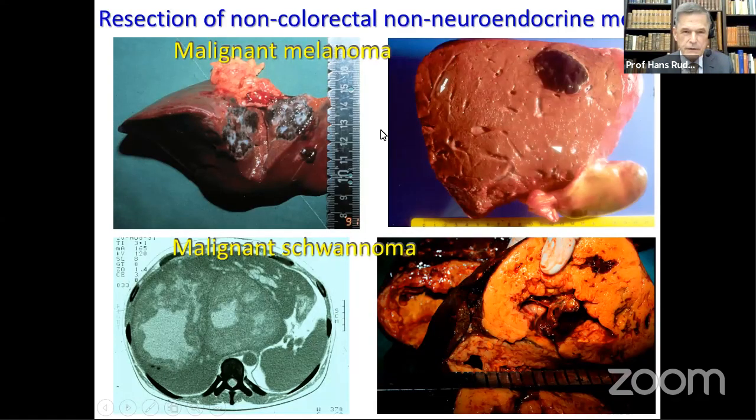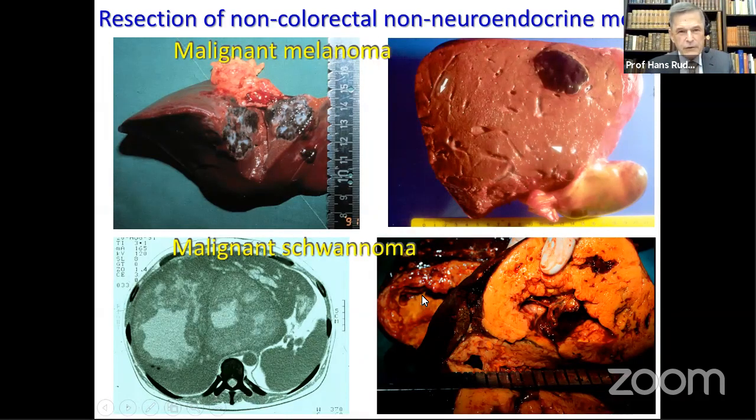A few examples I did by myself. Malignant melanoma resection here. Huge malignant schwannoma. You can see at this example that if you wouldn't do the liver resection for that case, he would be dead in the near future because the tumor was really fast growing, and we couldn't cure that patient, but he lived 6 years after that operation.